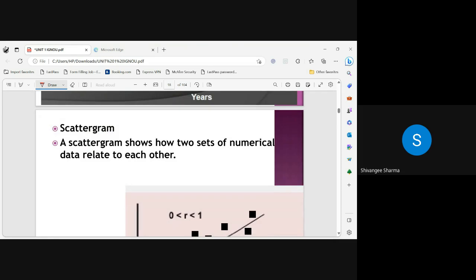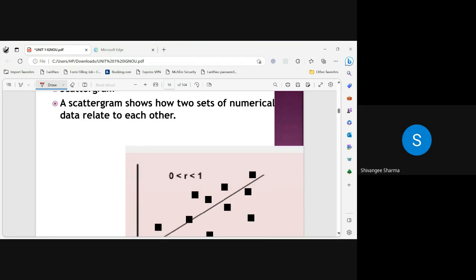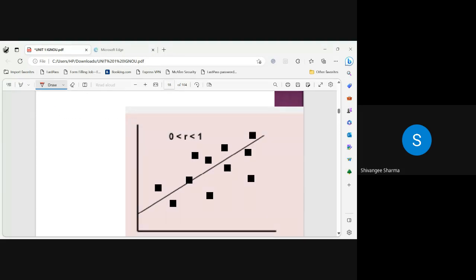Then comes the scatter diagram. A scatter diagram shows two sets of numerical data against each other. These kinds of diagrams are used in analyzing correlation between two variables, whether demand and supply are related or not, or whether sales and cost are related or not. This is how a scatter diagram generally looks.